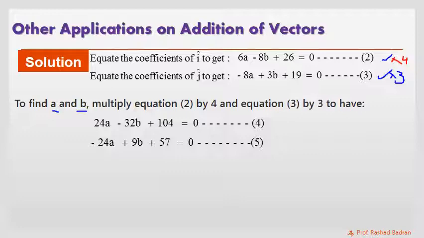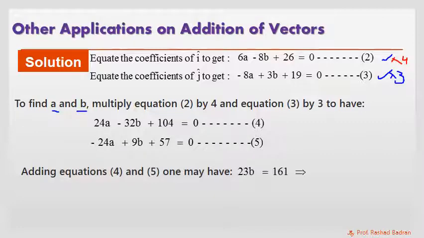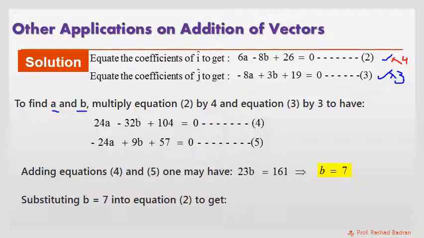Now we have these 2 latter equations. Add them together, and one gets this answer for b. Then substitute this b back in one of the above equations, especially in equation 2, to get an answer for a equal to 5 units. And here we are, and the problem of part A is solved.